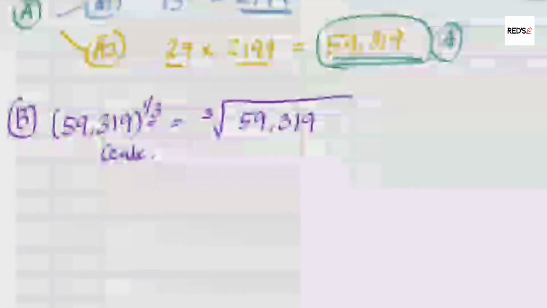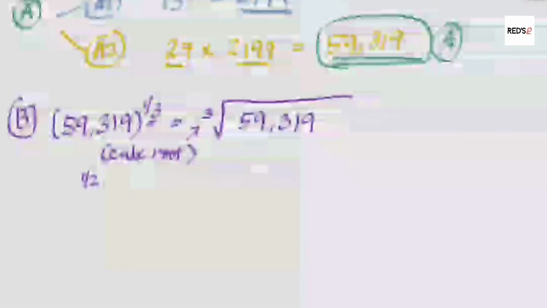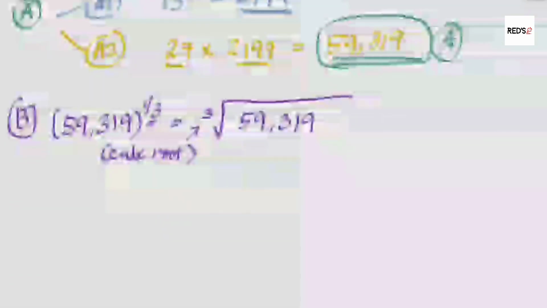Now, if some of you already know how to manipulate exponents, then you will know that the exponent 1/3 is just equal to the cube root of 59,319. So this one is your cube root. If you have 1/2, just an example, we have the base b raised to 1/2, that is just equal to the square root of b.